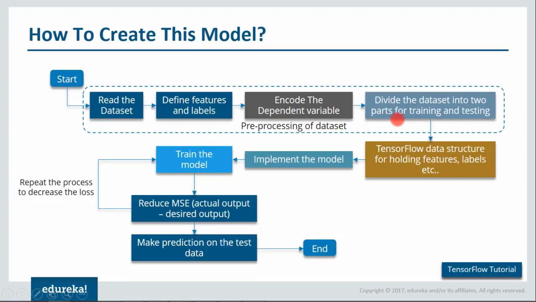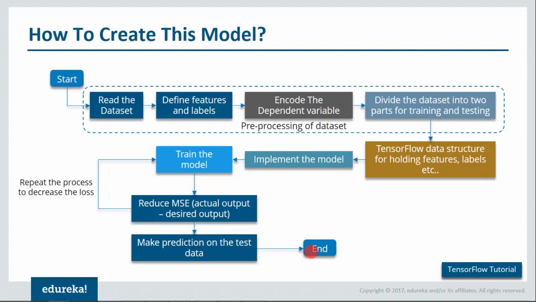We'll divide the data set into 2 parts, training and testing. Then we'll train our model on the training data. We'll try to reduce the error. After that, we'll test our model on the test data and we'll calculate the accuracy. Here, our ultimate goal is to achieve the highest possible accuracy.